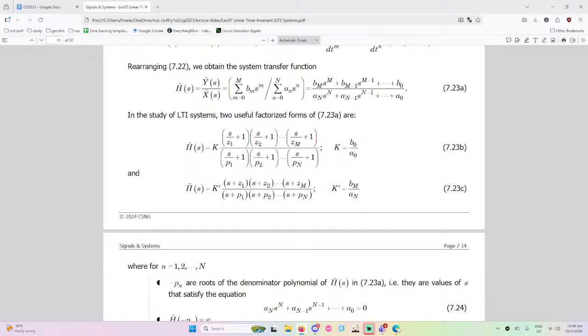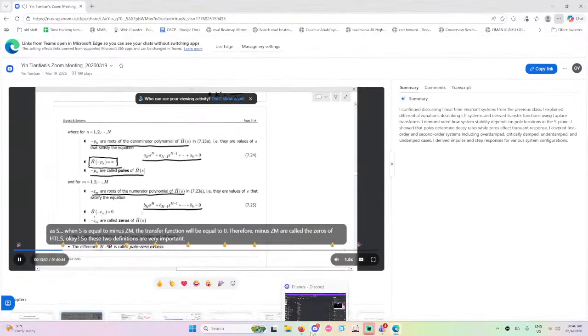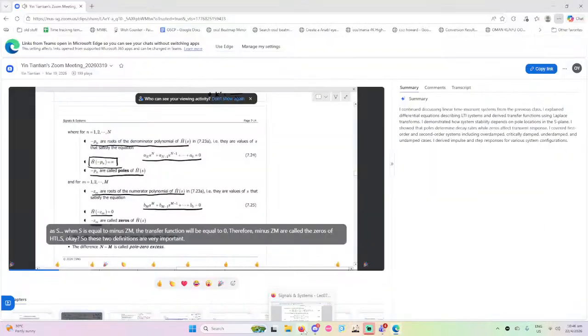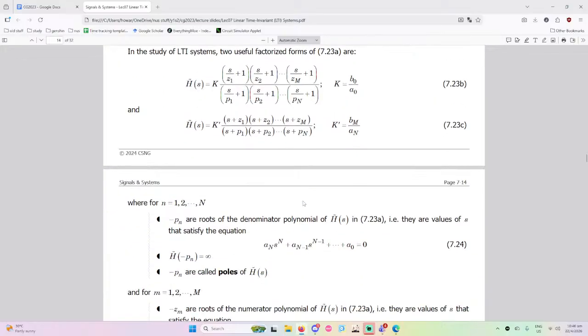And then what is minus cn? Minus cn are the roots of the numerator polynomial of H(s). It is the roots of this equation here. When s is equal to minus cn, the transfer function will be equal to 0. Therefore, minus cn are called the zeros of H(s). These two definitions are very important.